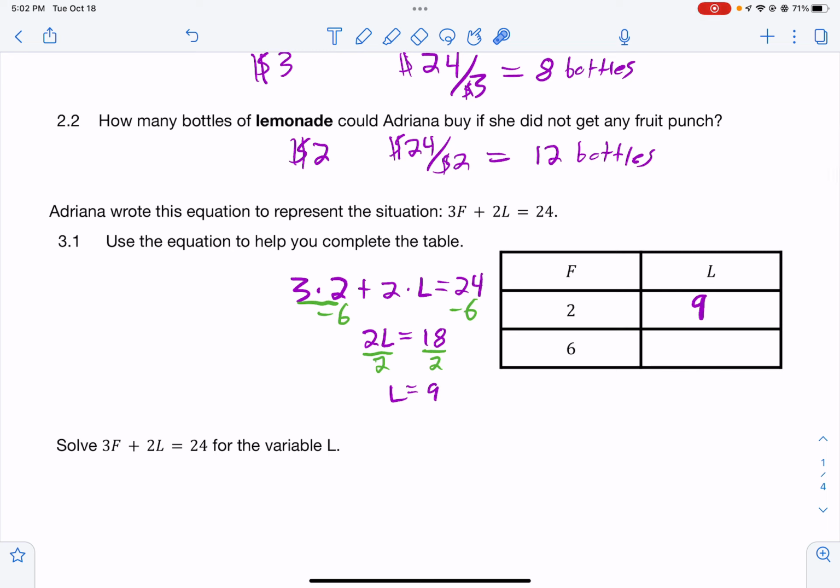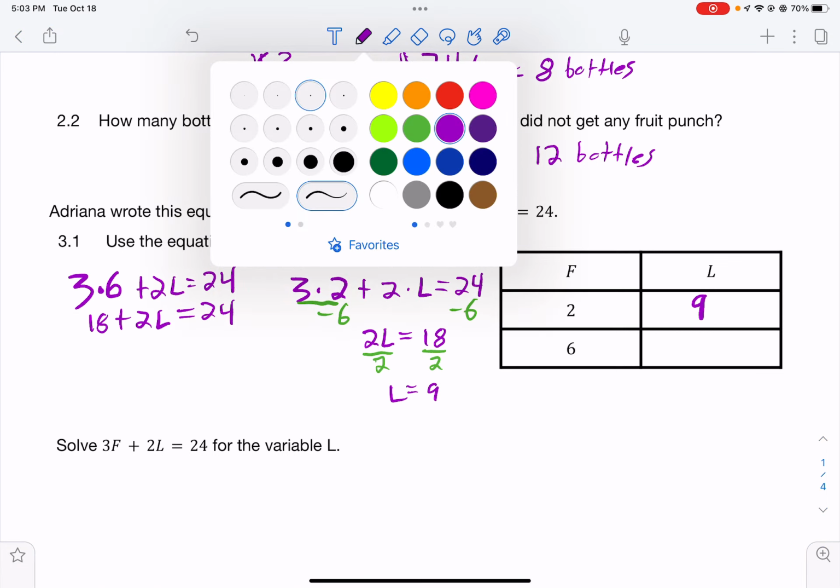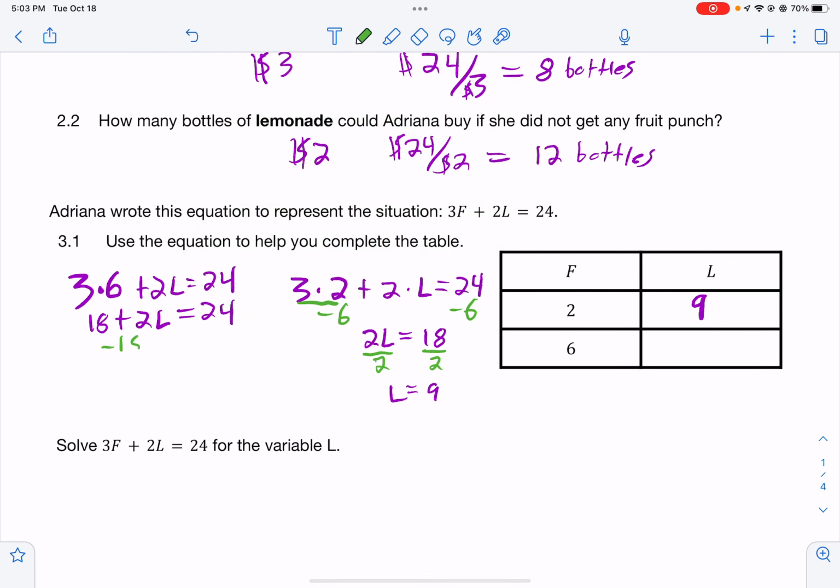So now we'll look at, well, what if we buy 6 bottles of fruit punch? So now we're going to take this original equation, replace F with 6, plus 2L. So we have 18. This time I showed that step. Last time I think I skipped that. And remember, we're trying to get 2L by itself. So we will do the additive inverse. We'll do the opposite of plus 18.